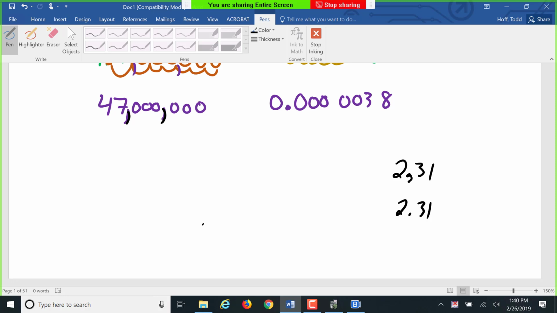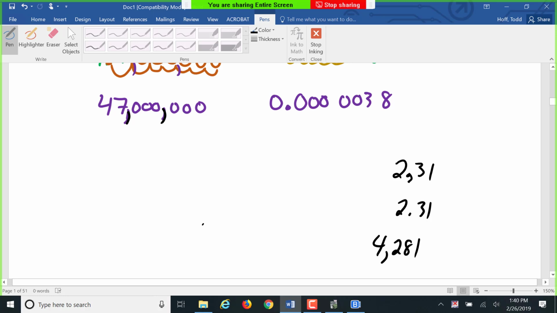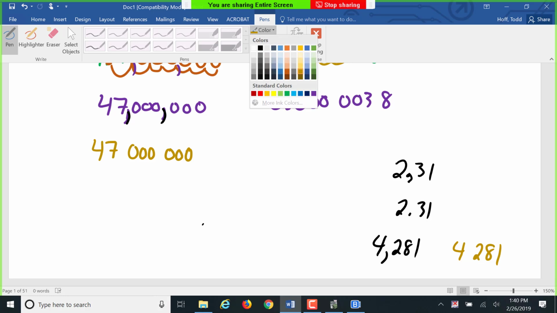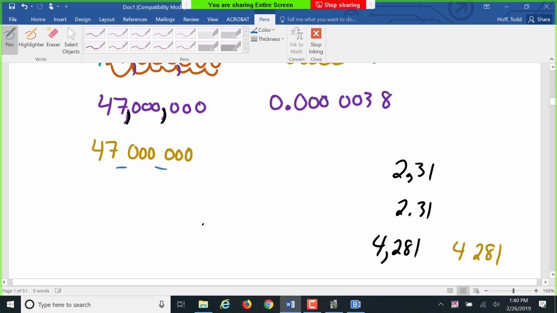I'm not sure why they use a comma, but they do. So in order to avoid confusion on something like 4,281, is that 4.281 or 4,281? What they do is this. They just use an extra space. So it's an extra half space technically, 4 281, instead of using the comma. So the 47 million would just be written 47 with an extra half space, 3 zeros, and another extra half space, and another 3 zeros. Like that. So you can see that extra little half of a space there.